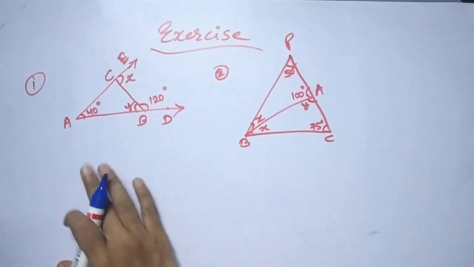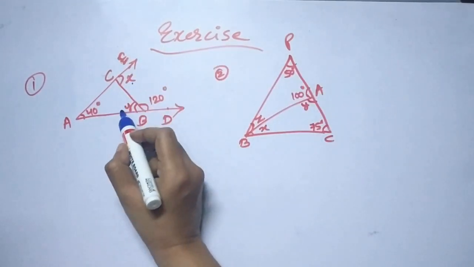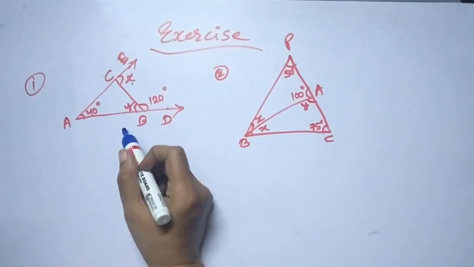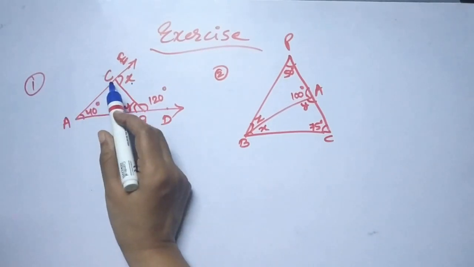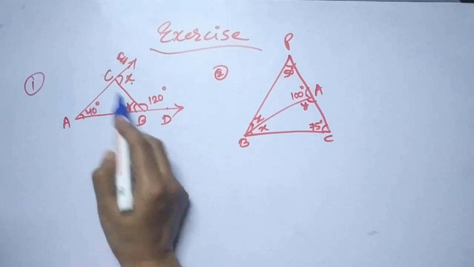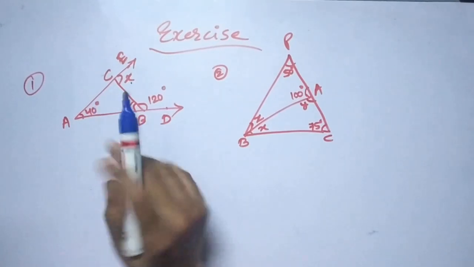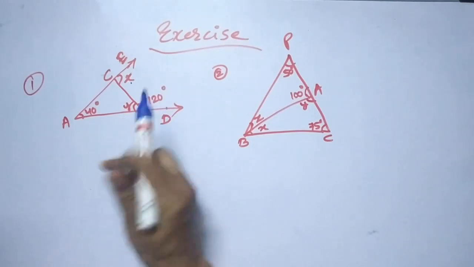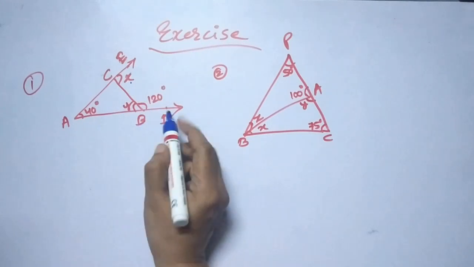So friends, now we need to find out the angles in each case. Here angle X is unknown and this angle Y is unknown. First of all, we'll consider this triangle ABC. In this triangle, I want to find out Y first. Y I can easily find out as this Y is in linear pair with this exterior angle CBD.